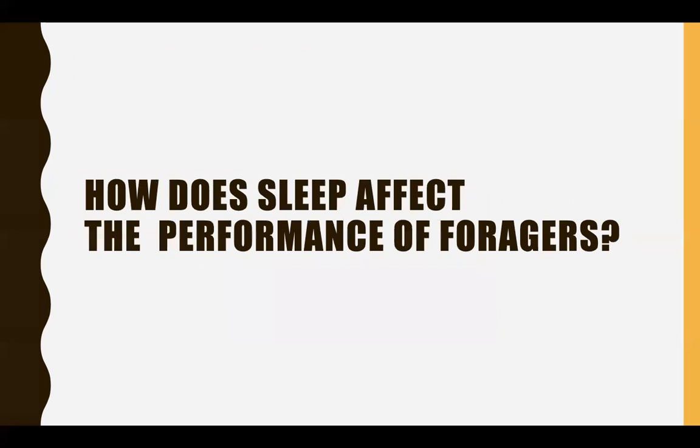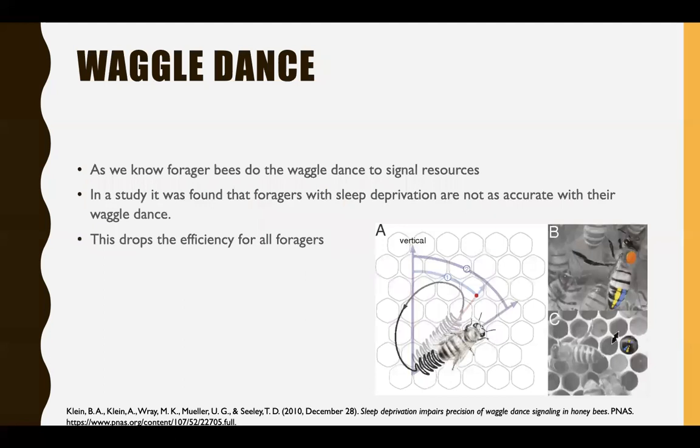So, how does sleep affect the performance of foragers? As we know, the waggle dance is very important for Apis mellifera as it guides other foragers to resources. Now, in a study using an ensometer, it was used to affect the circadian rhythm of the bees, altering it. And what they found out with this is that their waggle dances had a greater variance in the angle that the resources were located. So they would miss by a bigger margin, trying to explain where the resources were. The distance was not really affected by the sleep deprivation.